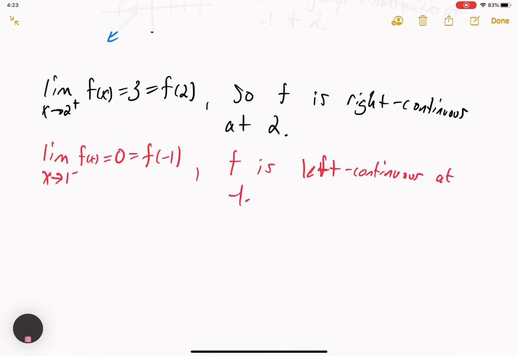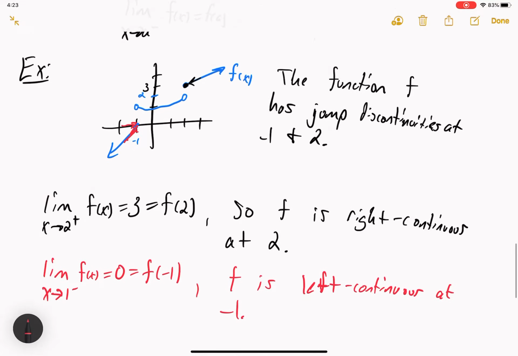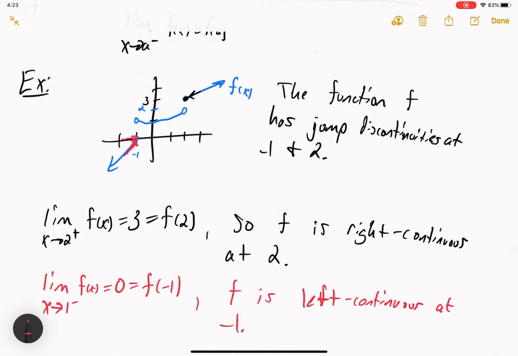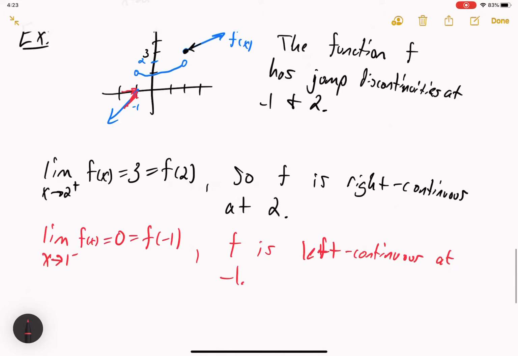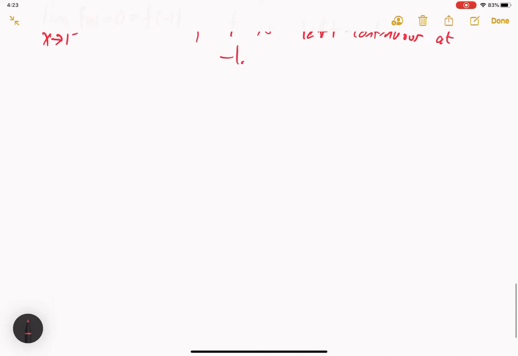All right, so that's pretty nice. These examples aren't too hard. It's still the idea of limits and all that, but continuity is the very nice thing that we're talking about. All right, so now let's move on.